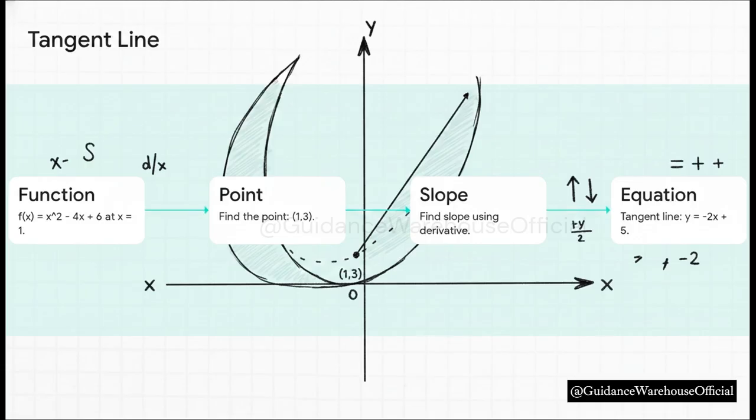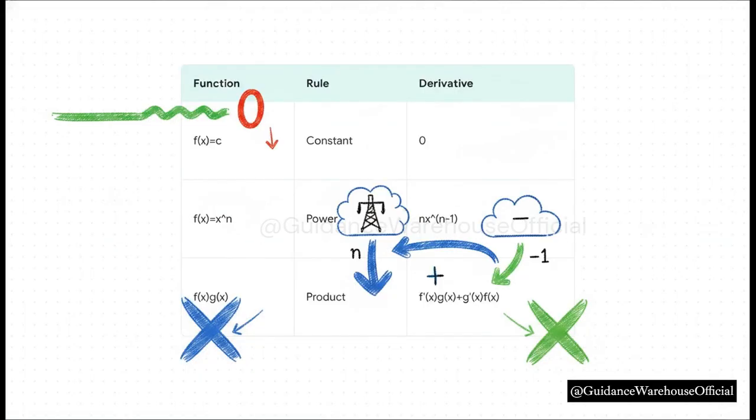First step, plug in 1 to get our coordinate point, which is (1, 3). Second step, use our new rules to instantly find the derivative, which is 2x minus 4. Now, plug our x value into that derivative, and we find our exact slope is negative 2. Put that point and slope together into the point-slope formula, and boom, we have our tangent line equation, y equals negative 2x plus 5. Before we wrap up, let's summarize the key takeaways.